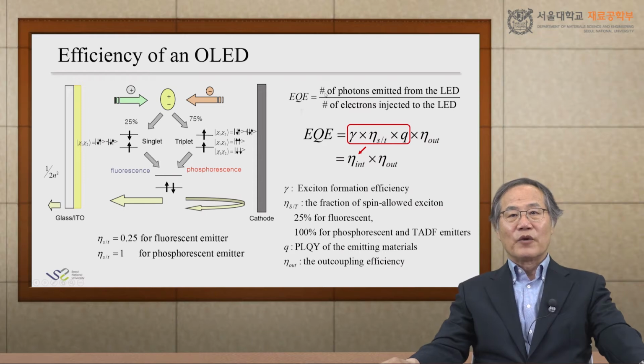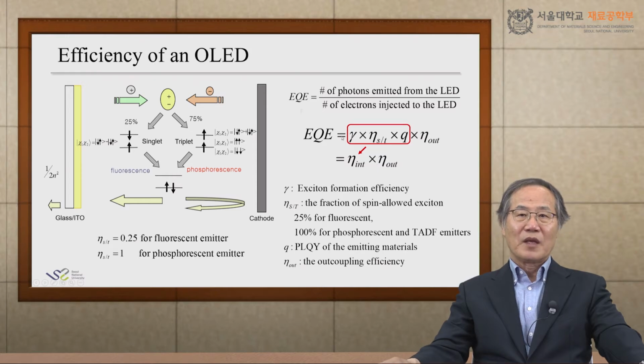That's the ratio of the number of photons emitted from the LED to the number of electrons injected to the LED. And if you just consider this process, you can think that the EQE is the photon number out of injected electrons. Then you can write down the equation this way. This is the exciton formation efficiency. That means how many excitons are formed out of injected electrons. That's the exciton formation efficiency.